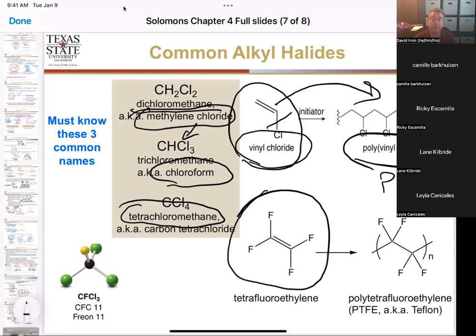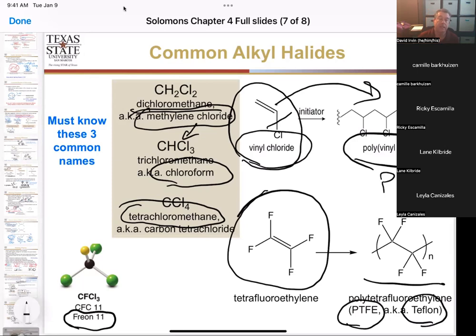Now another one we have is this one right here called tetrafluoroethylene. You might know the name Teflon, which is polytetrafluoroethylene. So it's basically a whole bunch of them joined together, thousands and thousands of these. The trade name is Teflon. The common name is PTFE, polytetrafluoroethylene.